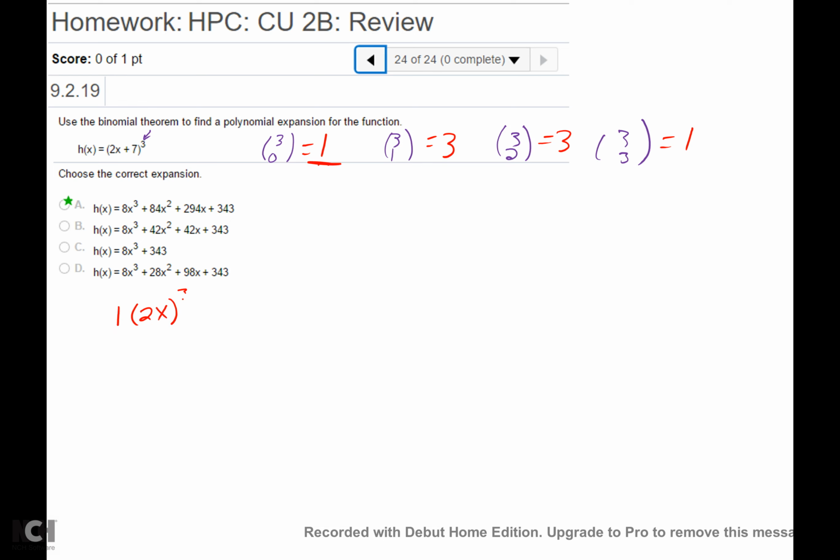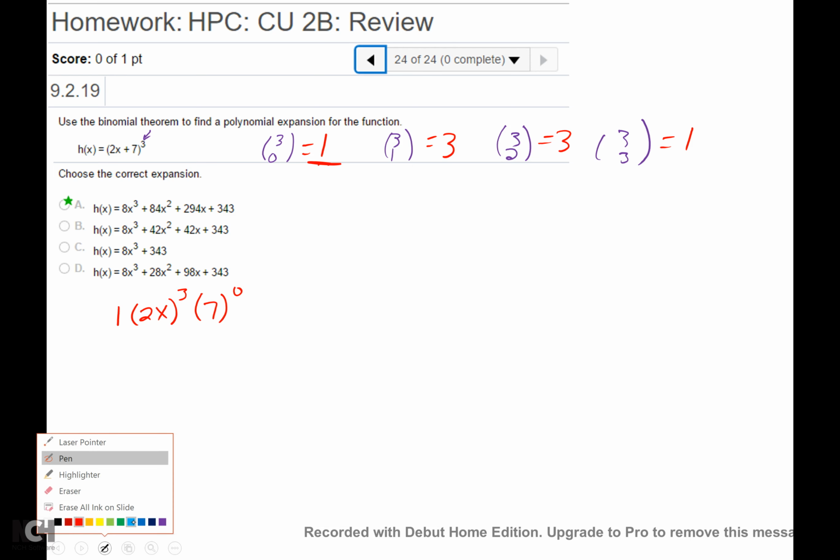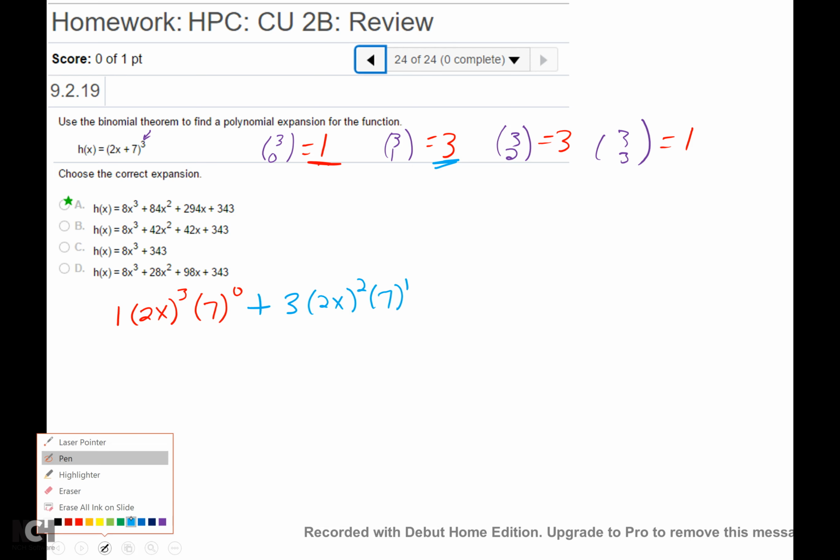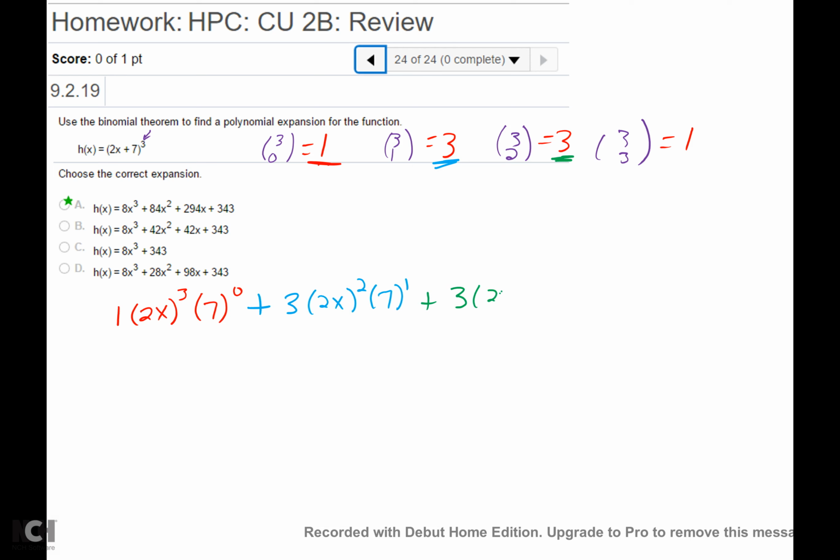So when I start my expansion then, I'm going to have my first coefficient times a, which is 2x to the third, times 7 to the 0, plus my next coefficient 3 times 2x to the second, times 7 to the first, plus my next coefficient is 3 times 2x to the first, 7 to the second, plus my last coefficient, 1 times 2x to the 0 times 7 to the third.